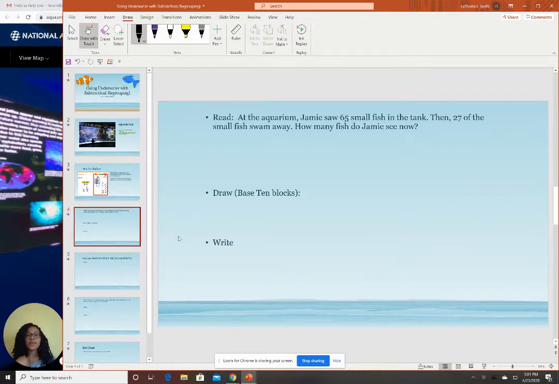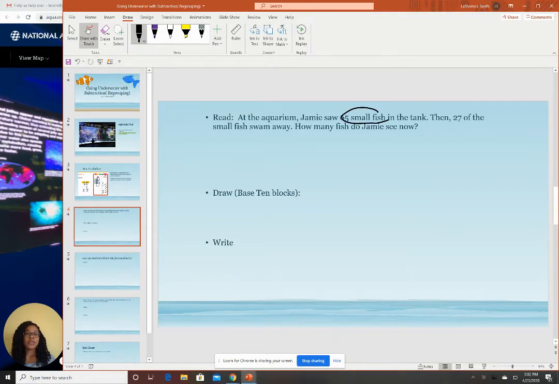All right, so we're going to practice our strategy, our DW. Remember, you can still use the base 10 blocks, and we're going to use that for this example. And we're going to try an example where we won't use it, okay? So at the aquarium, Jamie saw 65 small fish in the tank. Then 27 of the small fish swam away. How many fish does Jamie see now? Okay, so let's look at what numbers are important.